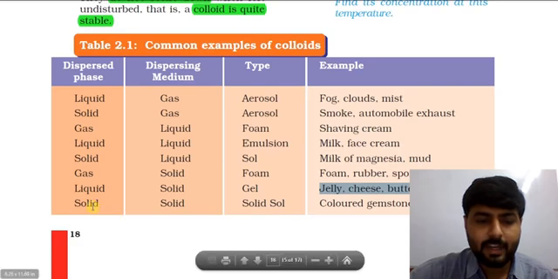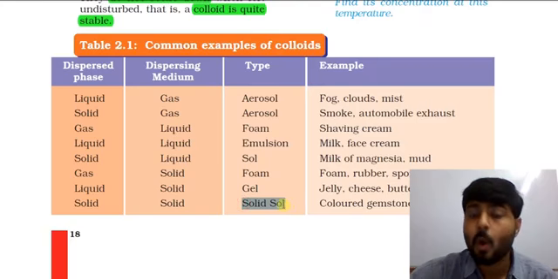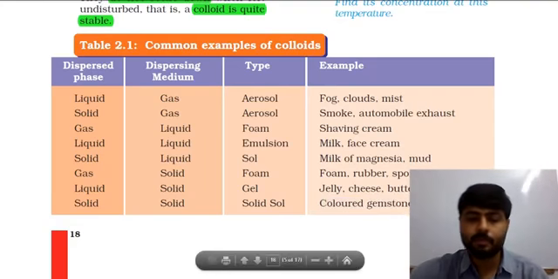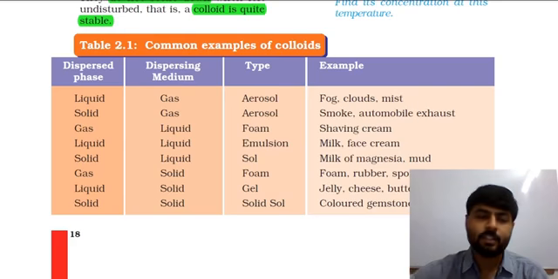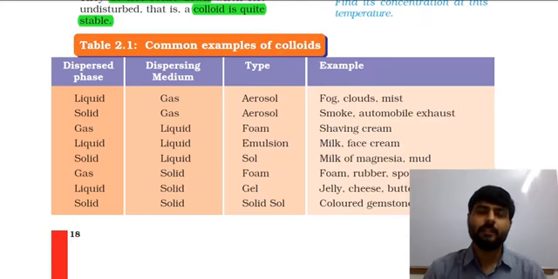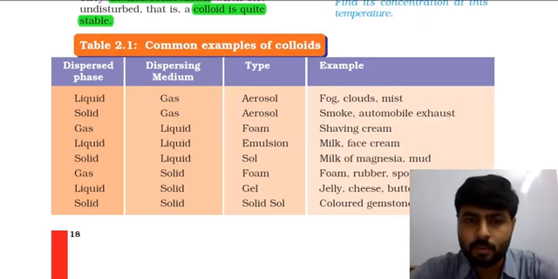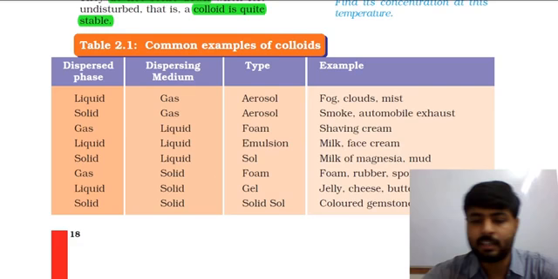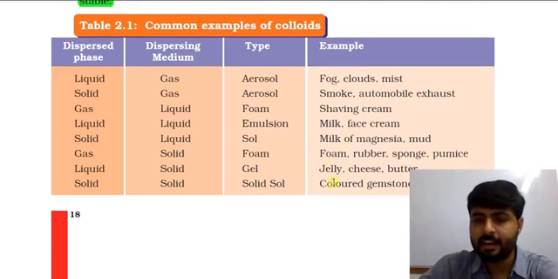After that we have solid in solid type of example, that is what we call as solid sol. Colored gemstone and milky glass are examples of solid sol in which the dispersing medium and dispersed phase are both solid, which means in solid we have to add solid. So that is called solid sol, with examples of colored gemstone and milky glass.